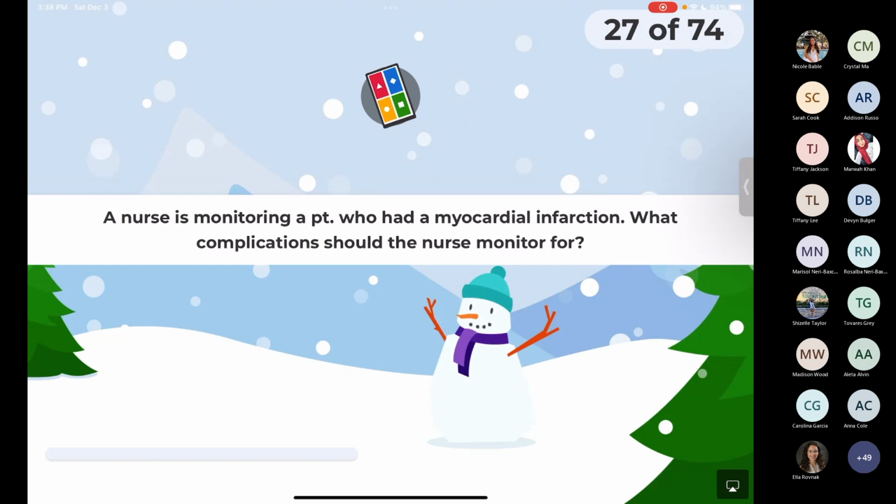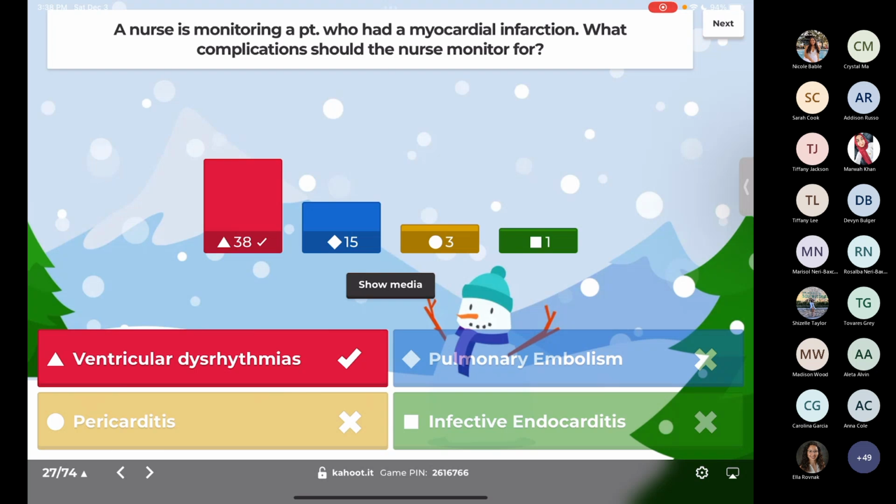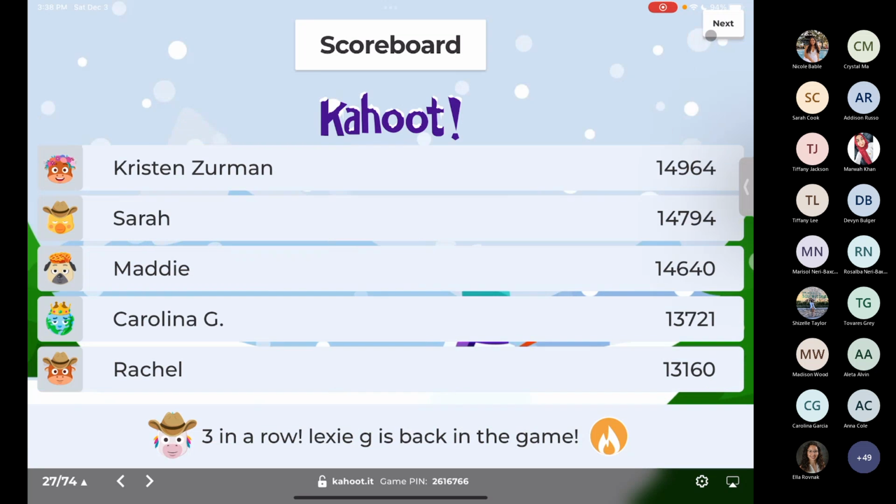A nurse is monitoring a patient who had a myocardial infarction. What complications should the nurse monitor for? All right, good job, guys. So remember, with our myocardial infarction, we're concerned for dysrhythmias.